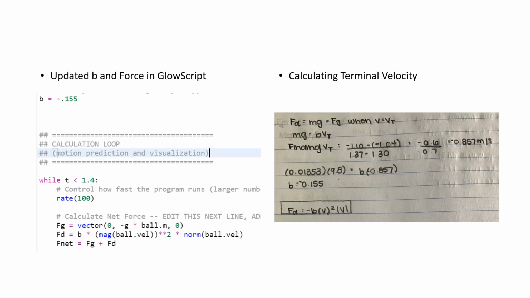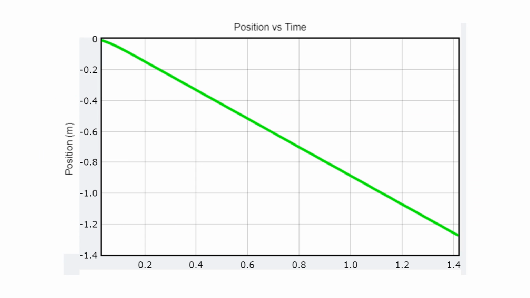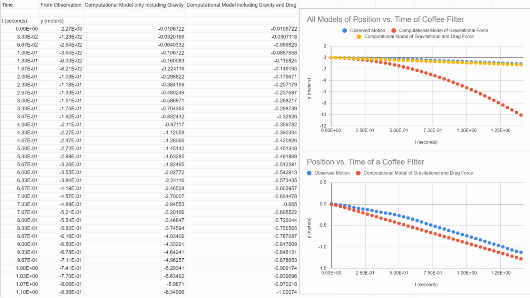I used the same program as the one simulating motion with just gravitational force, but updated Fnet to be equal to F gravity plus F drag. This resulted in the data here. All three data sets from the observed and calculated values of the displacement of the filter over time are plotted in this Google Doc.